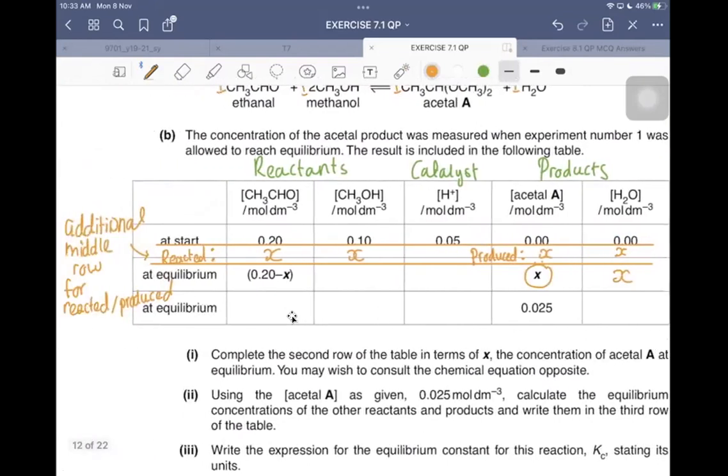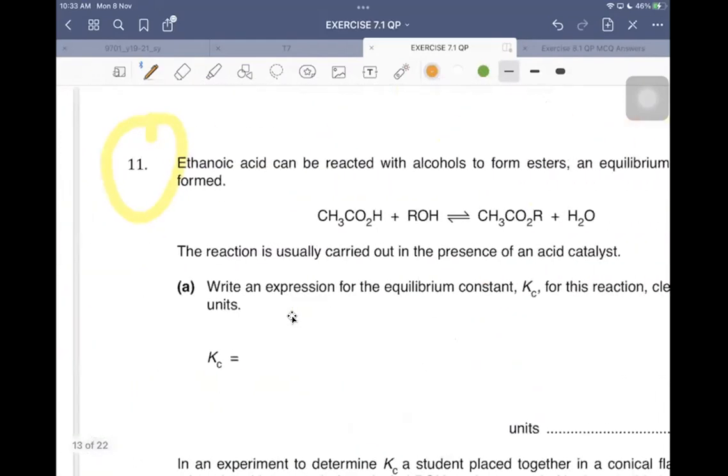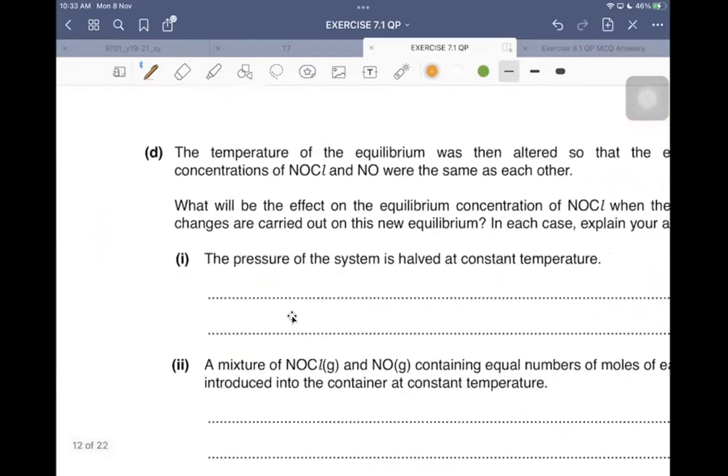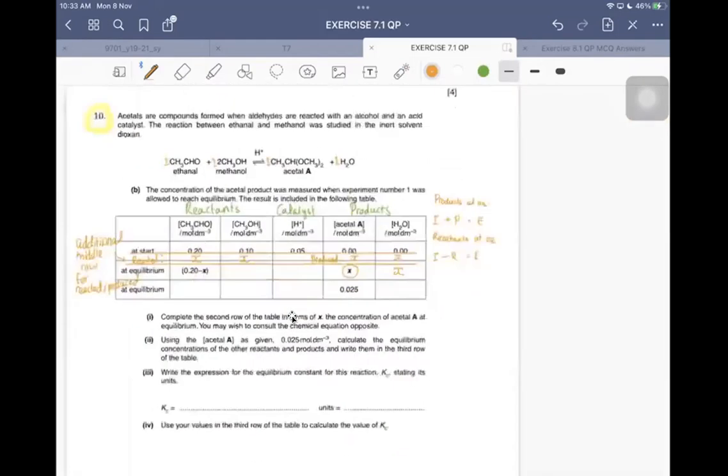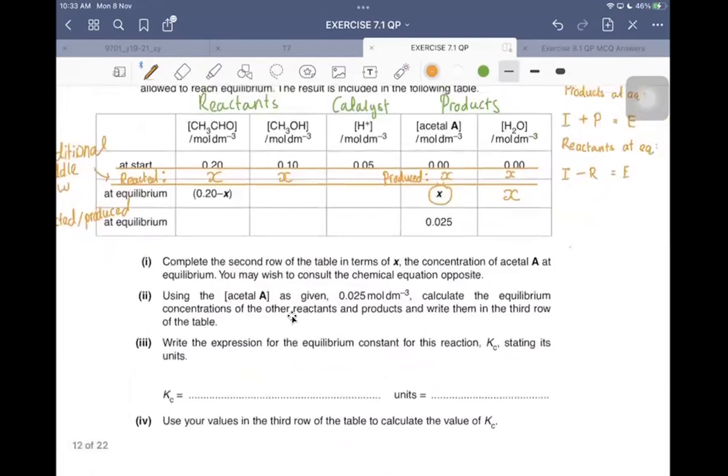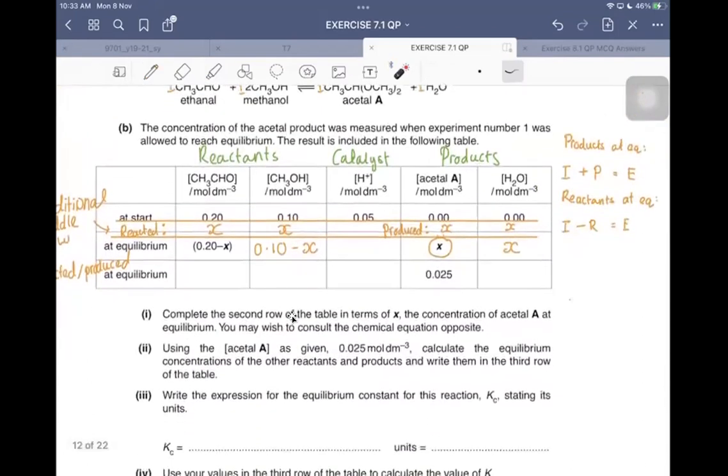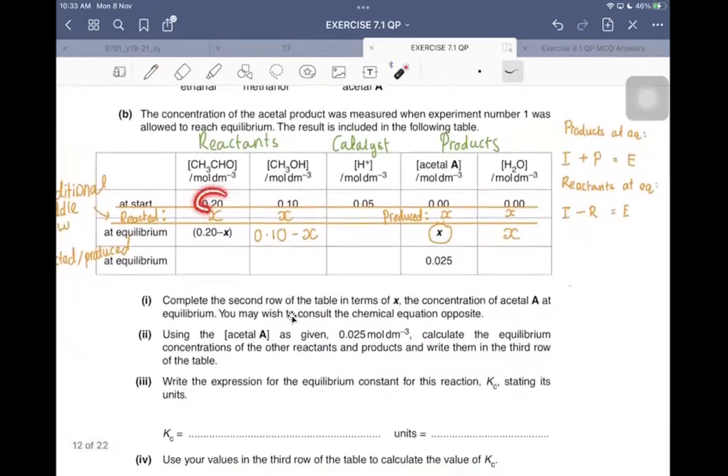All right. For my reactants, methanol, CH3OH, and remember, for reactants I have to use initial minus reacted. So for my methanol, initial is 0.10 minus X. Okay, initial of methanol minus how much has reacted. As for my ethanol, since it's already given, it's 0.20 initial minus reacted. So it's 0.20 minus X.